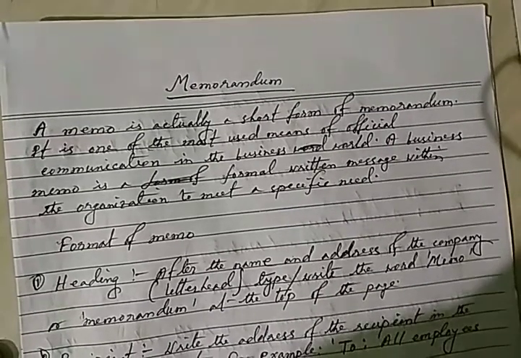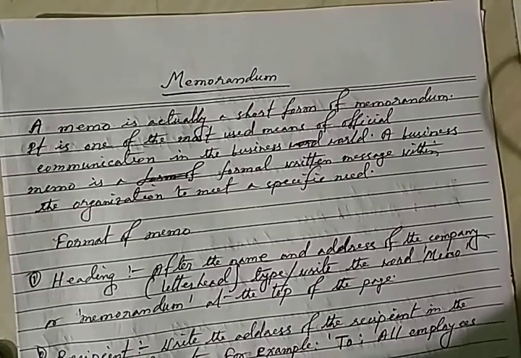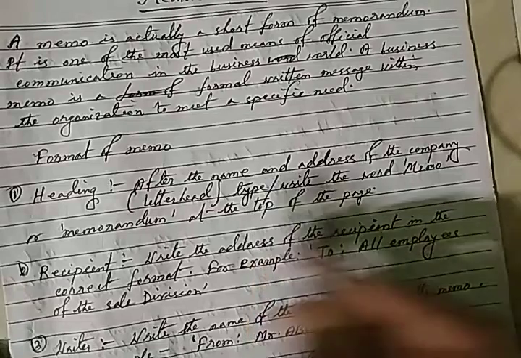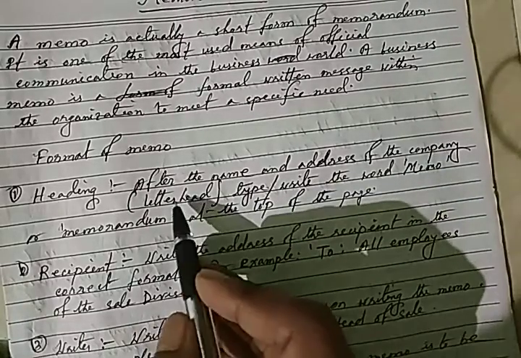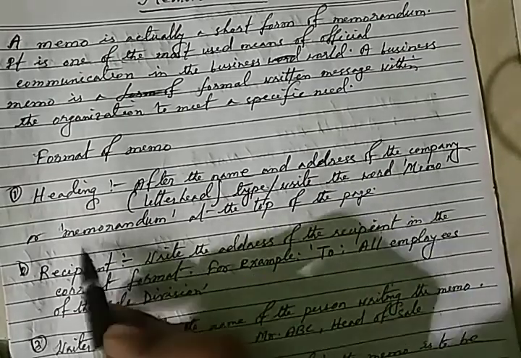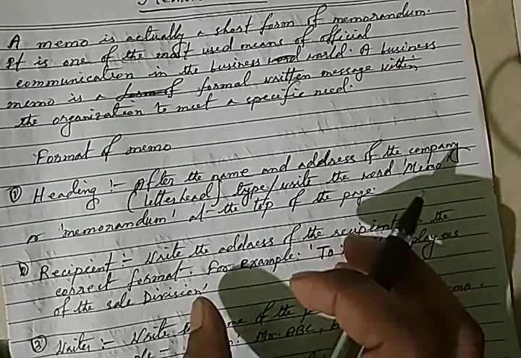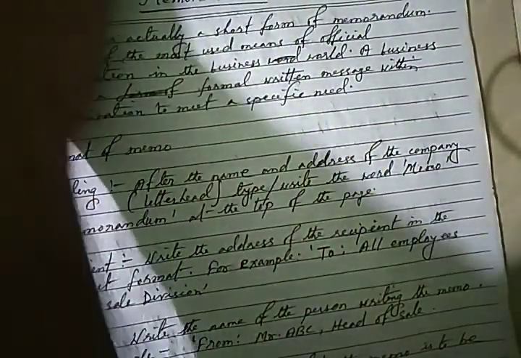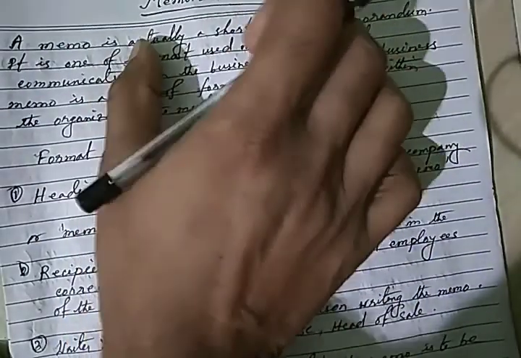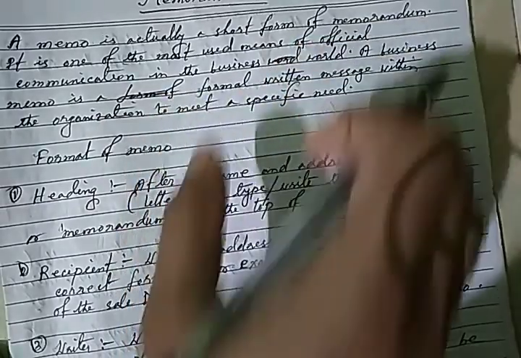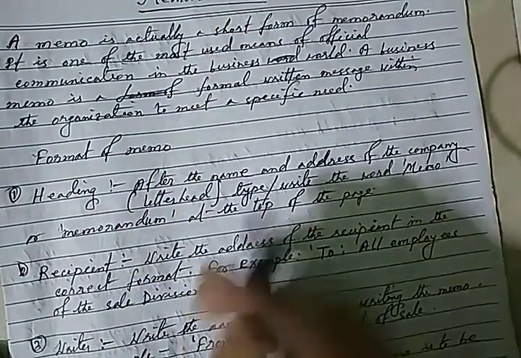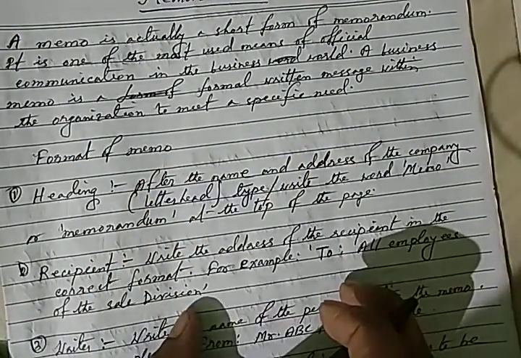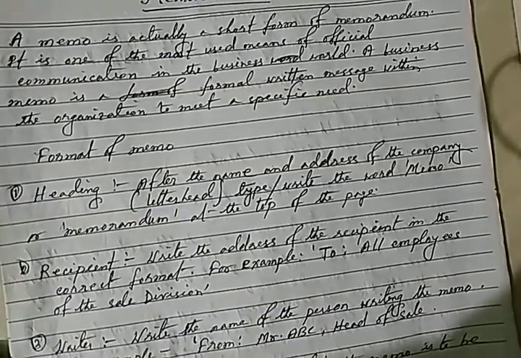So you have to know the format of the memo, how to write the memo. The first one is the heading. After the name and address of the company, that is the letterhead, type or write the word memo or memorandum at the top of the page. After the letterhead, that is the name of the business and the address, at the top of the page you have to write memo or memorandum. That is the memo you are going to write.